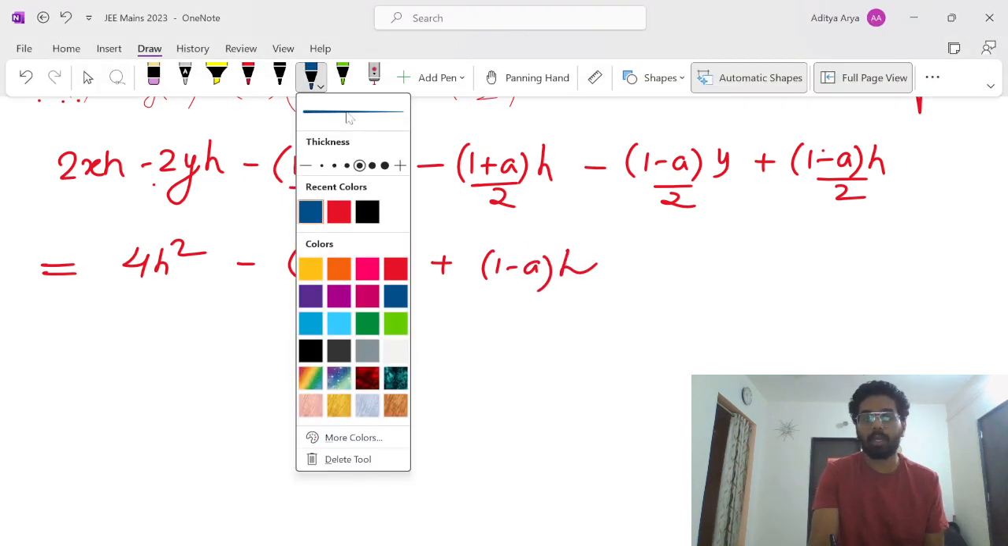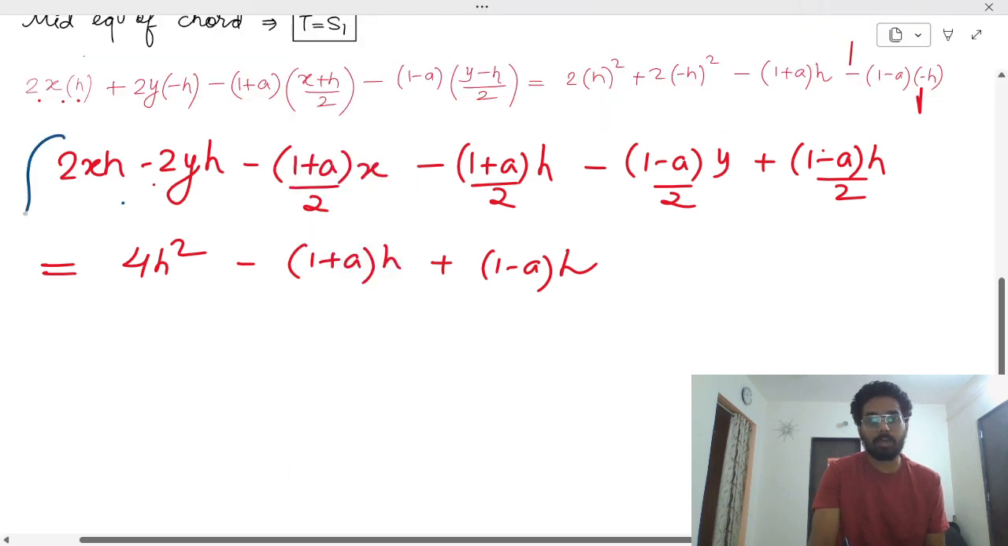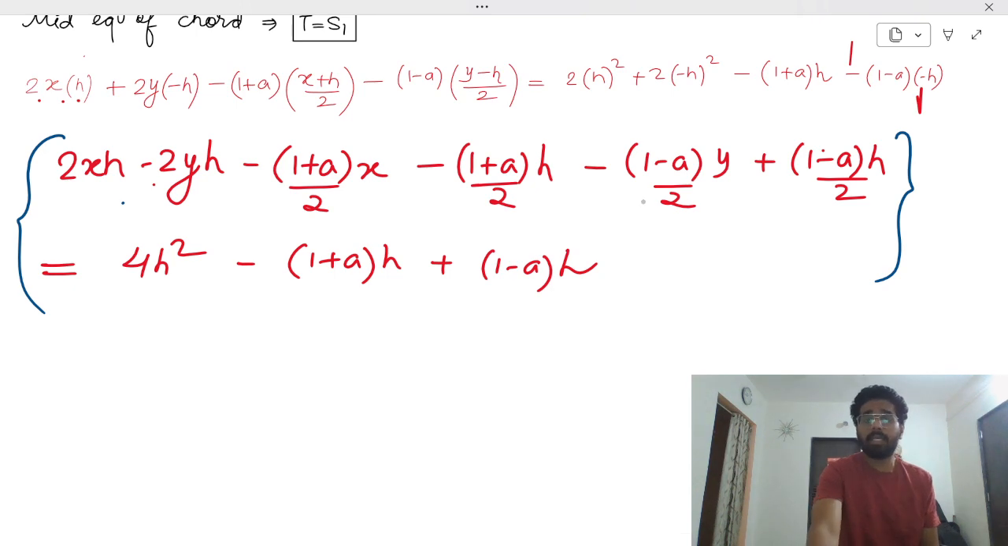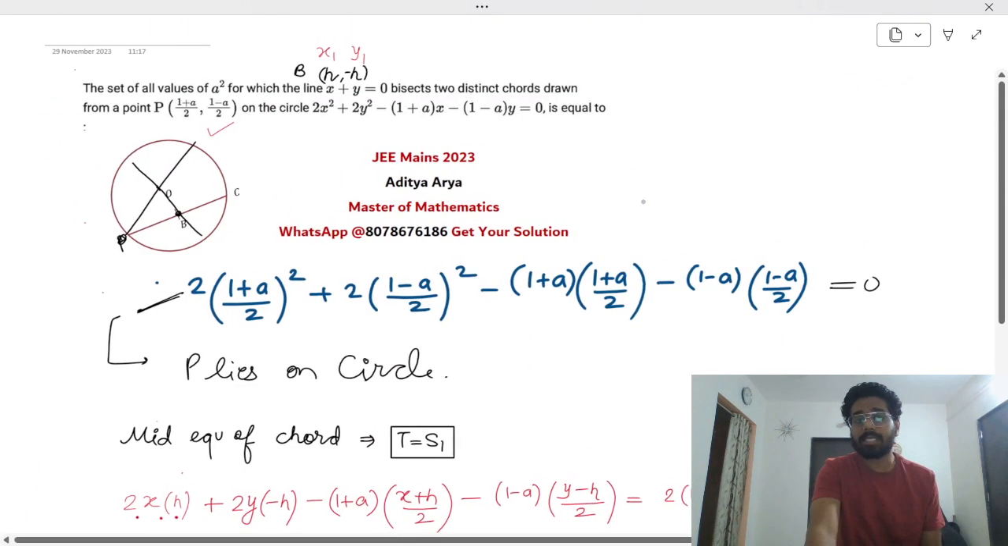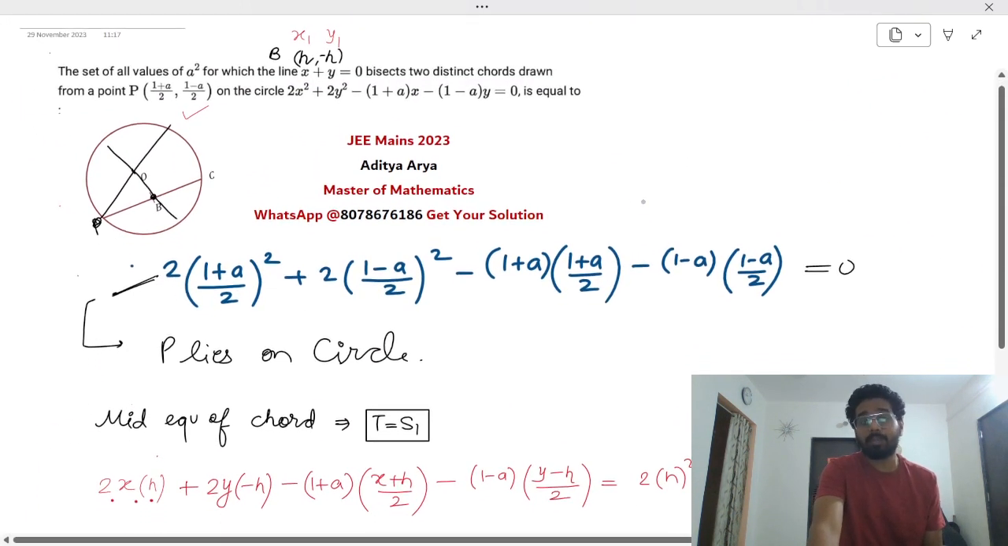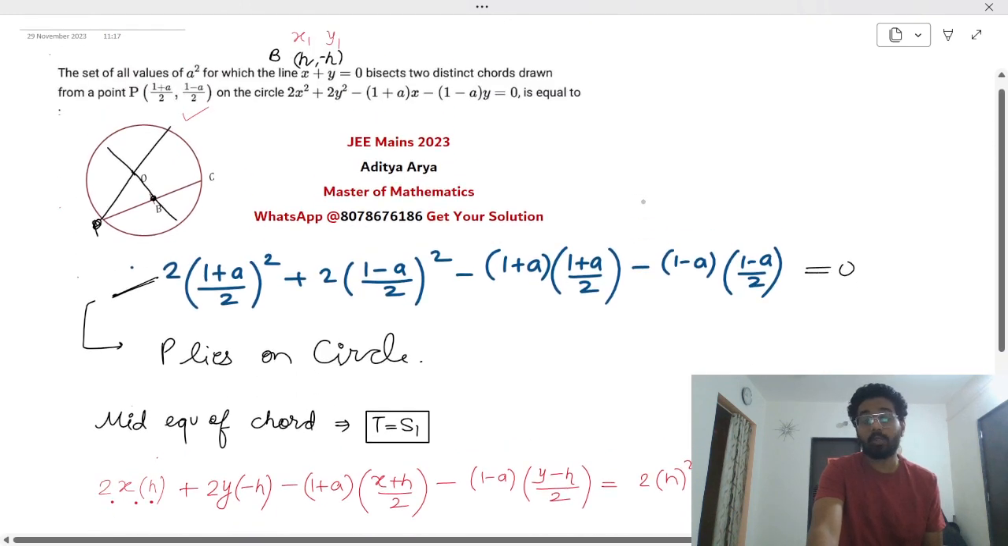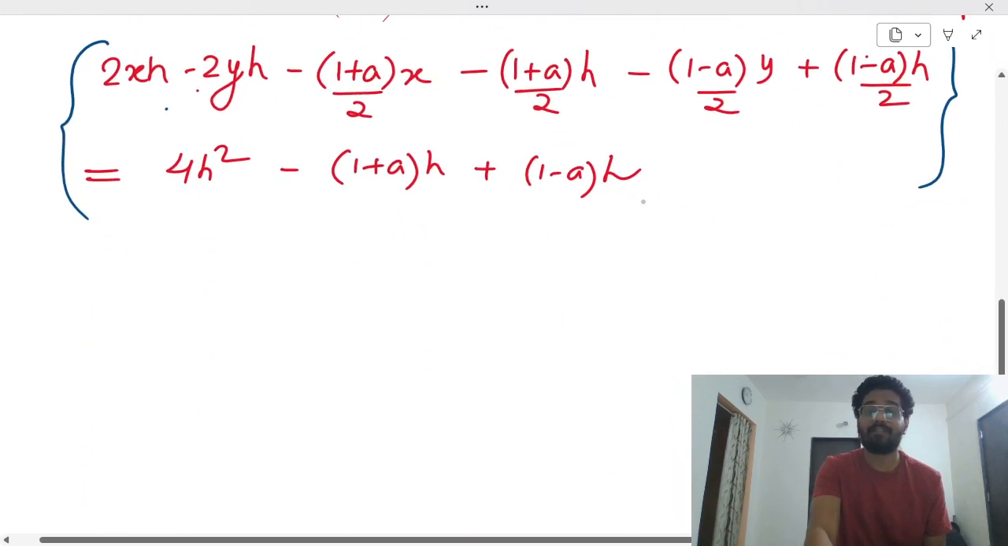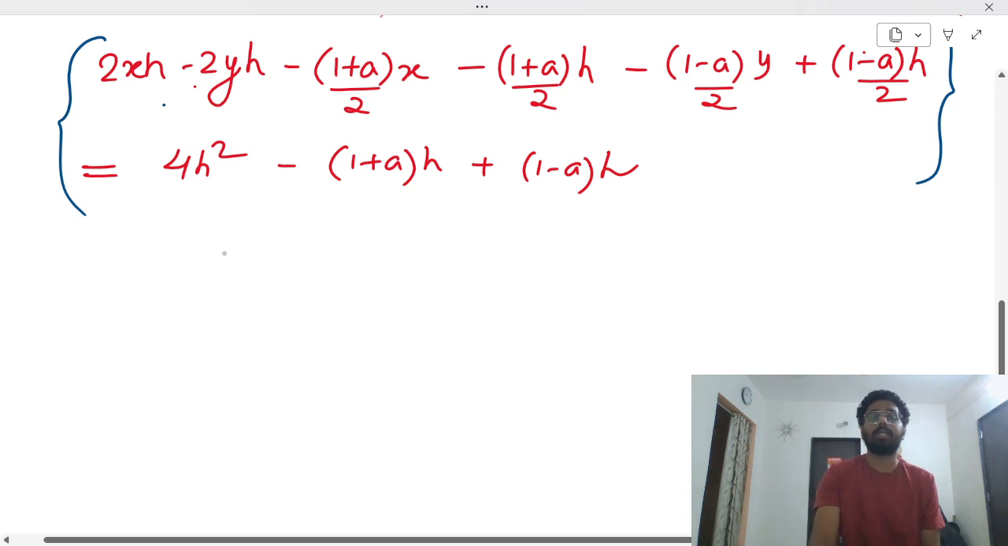Let me just show you what exactly we are talking about. Guys, we are talking about this part. This is the equation of the chord, T equals to S. Now this equation of the chord passes through point P, which means point P, 1 plus a by 2, 1 minus a by 2 should satisfy this. We are just about to end the problem now.